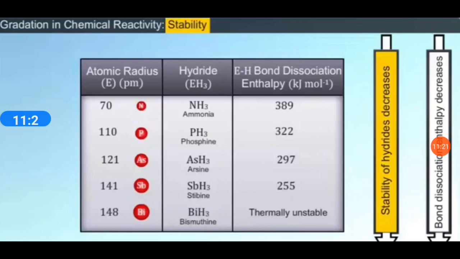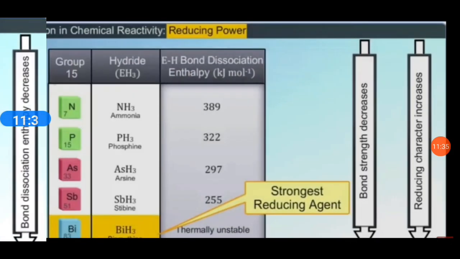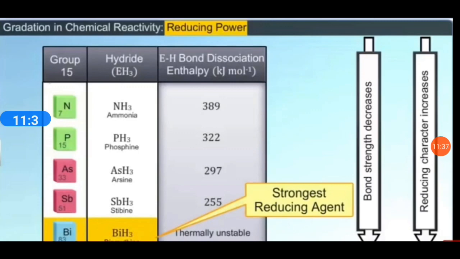Gradation in chemical reactivity. The stability of hydrides decreases down the group due to increase in size of the element. Bond dissociation enthalpy also decreases down the group. Hence, bismuth hydride is the strongest reducing agent as the bond is broken easily and it is thermally unstable.